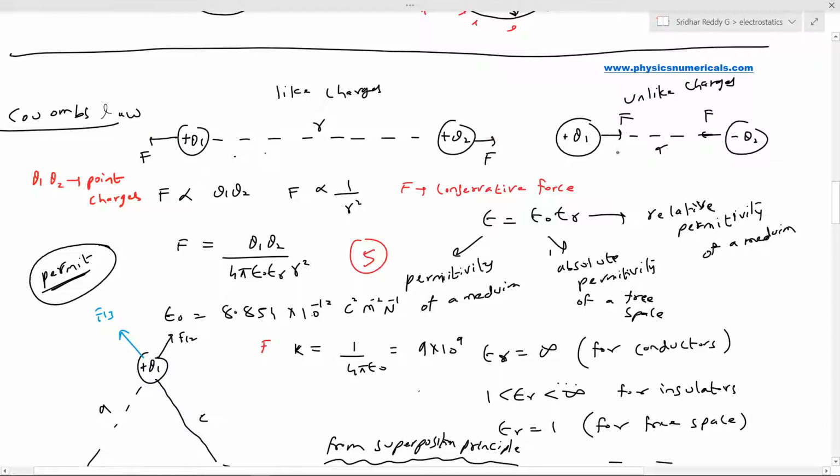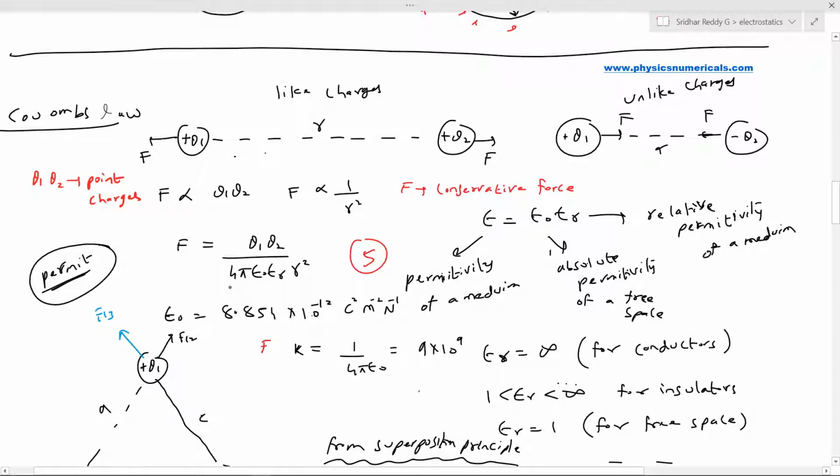And what about the unlike charges? They will get attracted. Try to notice this one. Like charges repel each other, unlike charges get attracted. Further, after doing some practical experiments, Coulomb came to the conclusion that even the medium plays a role in determining the magnitude of force acting between the point charges.